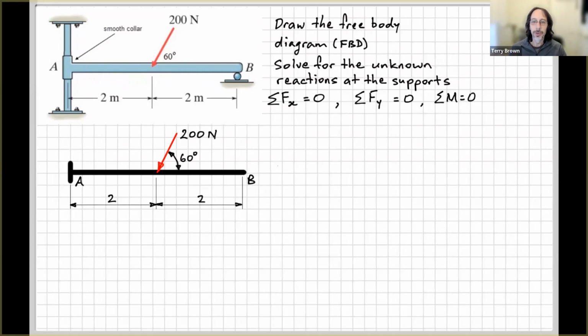Usually when you're drawing a free body diagram, after you've isolated the object that you're wanting to analyze, put on the dimensions for reference, some labels for the points of importance on the body, and then put on the known applied loads. Then you can start thinking about what's going on at the support. So I think with this one, we'll start with the support at B.